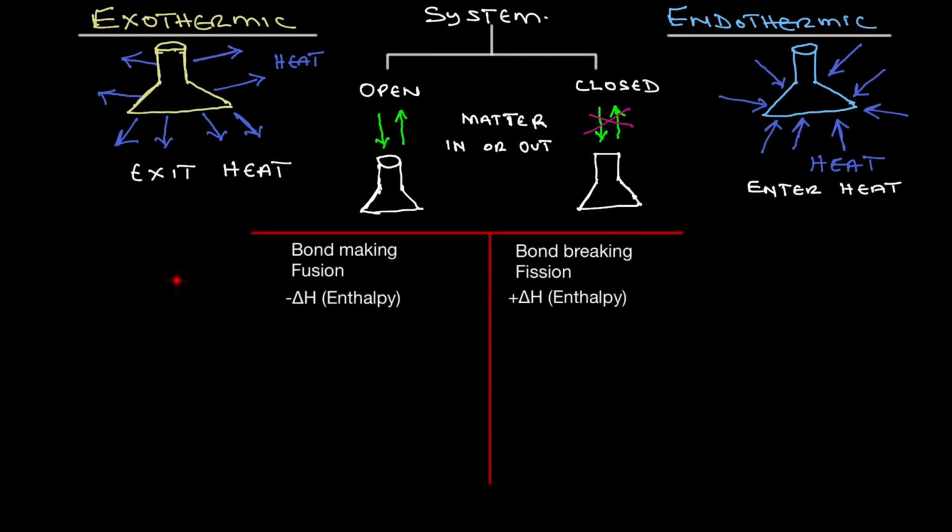When you join two atoms together, it's called bond making. This is exothermic. Exothermic is bond making. It's also called fusion. You're fusing two atoms together. The reactant, because it's losing heat to the surroundings, the final product will have less energy. Hence, it's minus delta H. H stands for enthalpy. It means energy.